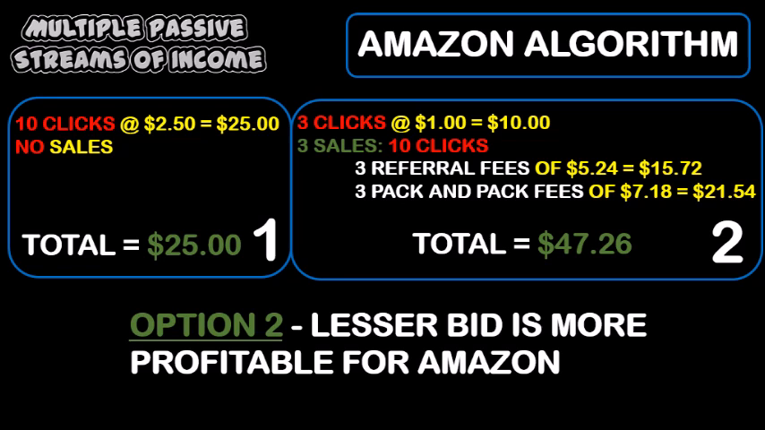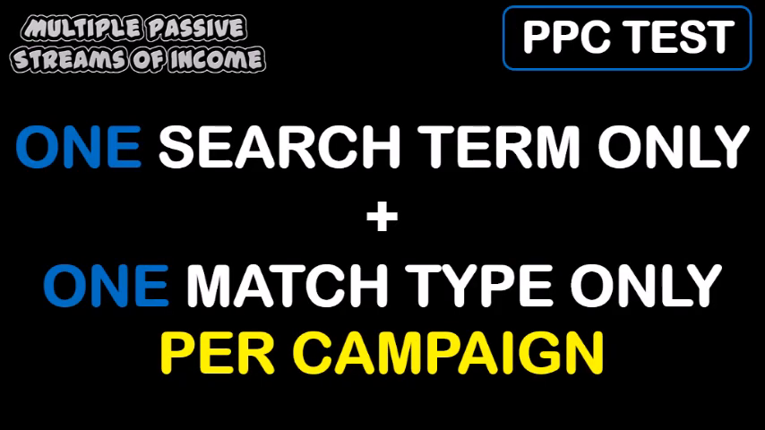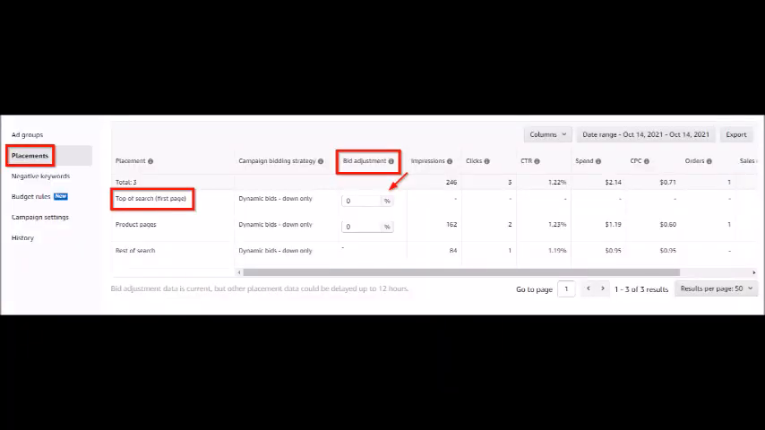So since we now have access to the top of search metric at the PPC campaign level, I will be creating some one search, one match type campaigns, adding the top of search bid adjustment to determine if it's an effective strategy to increase sales. So definitely more to come on this topic.